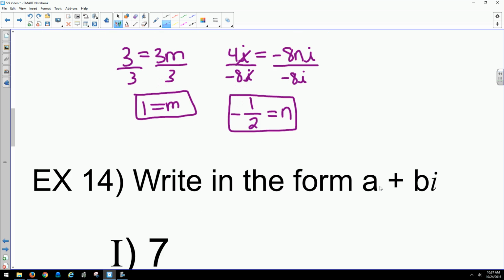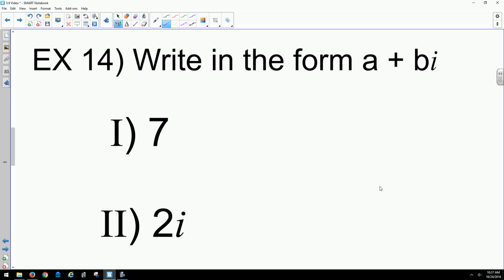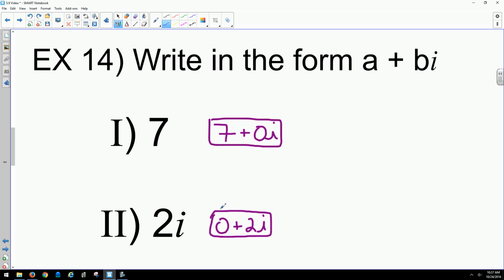Our last example here, write in the form of a plus bi. You just want to pay attention to what part of the complex number you're given. Are you given the real number part, or are you given the imaginary number part? So in the first example, I get the real number. So literally all you do is do 7 plus 0i. You're just tacking on that extra part to write it as a complex number. Here we're given the imaginary number part, so it would be 0 plus 2i. Boom. You can add that at the end if you want.